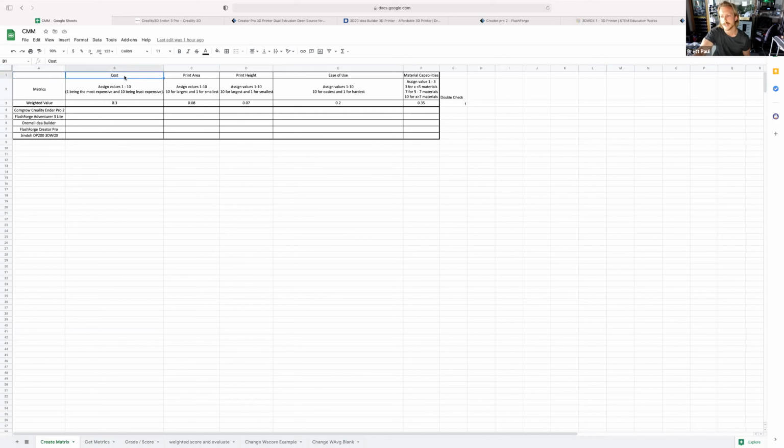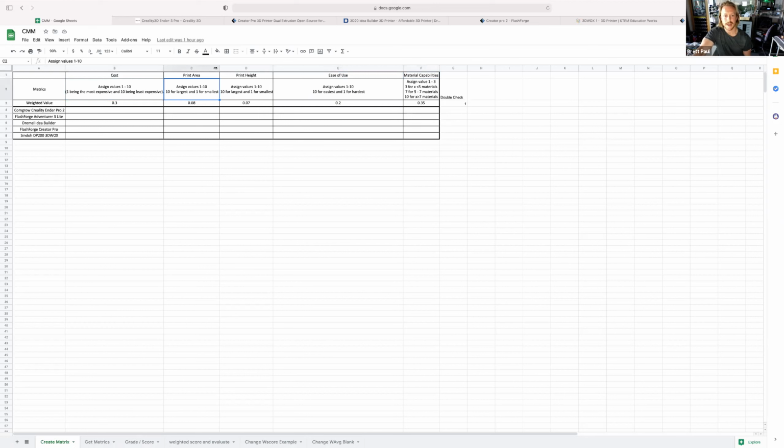So we have cost up here, print area, print height. Now I've segmented both print area and print height because those to me are 2 different parameters. You could potentially put the 2 together and just assess it based on print volume, but I don't think that gives as accurate of a representation of the perimeter limitations, let's say. So print area, X, Y, and print height. Then we also have ease of use and material capabilities.